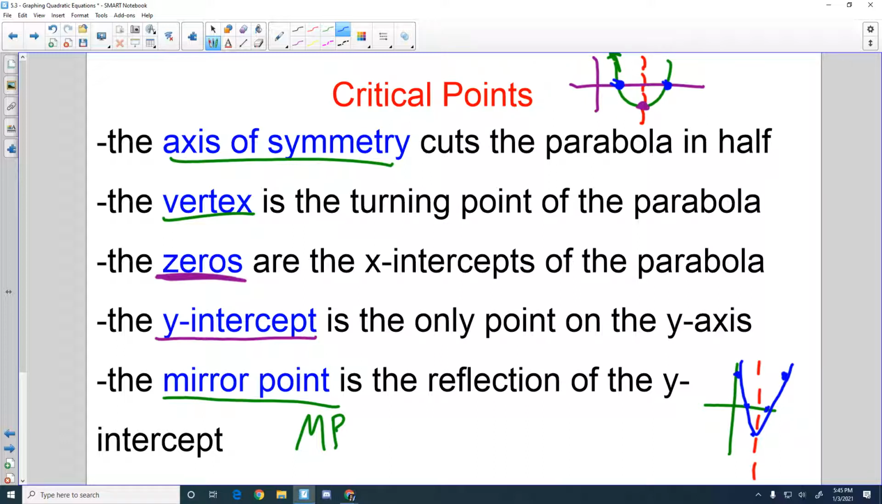So these are just the 5 general critical points that we're going to be calculating. Again, when we want you to graph these, you don't always need to use these 5 points. These 5 points won't always exist on every graph, but they're a great starting point.